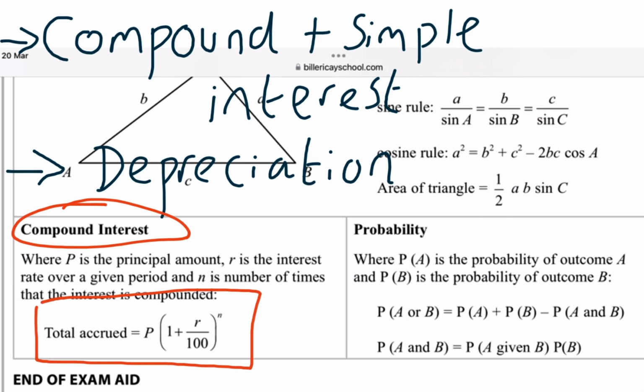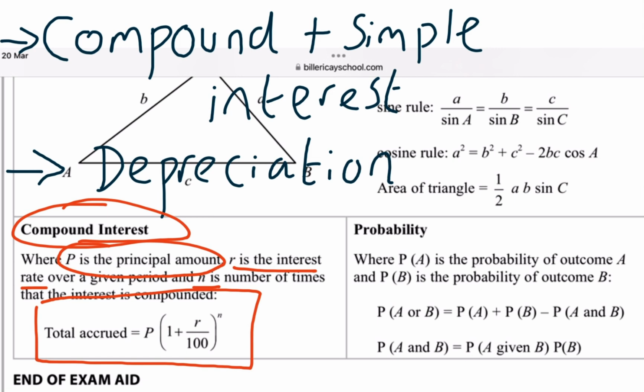So the total accrued is equal to P, where P is the principal amount and R is the interest rate over a given period, and N is the number of times the interest is compounded. A lot of teachers sometimes recommend that the N kind of stands for the number of years or the number of months, for example. However, I'm just going to change the formula slightly with just the letters.